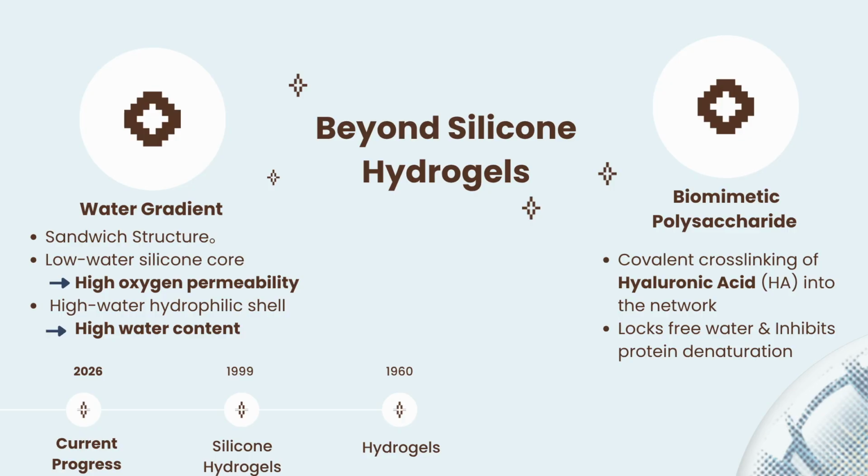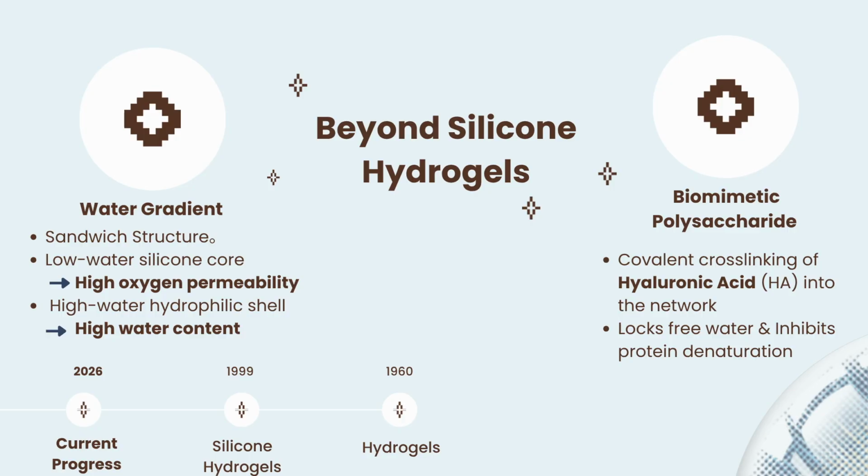This architecture utilizes a dual-zone sandwich structure. At the core sits a low-water silicone polymer optimized for maximum oxygen permeability. This core is enveloped by a high-water hydrophilic polymer shell. This design creates an interface that transitions from a highly permeable interior to a highly wettable, fluid-like surface that minimizes friction against the cornea.